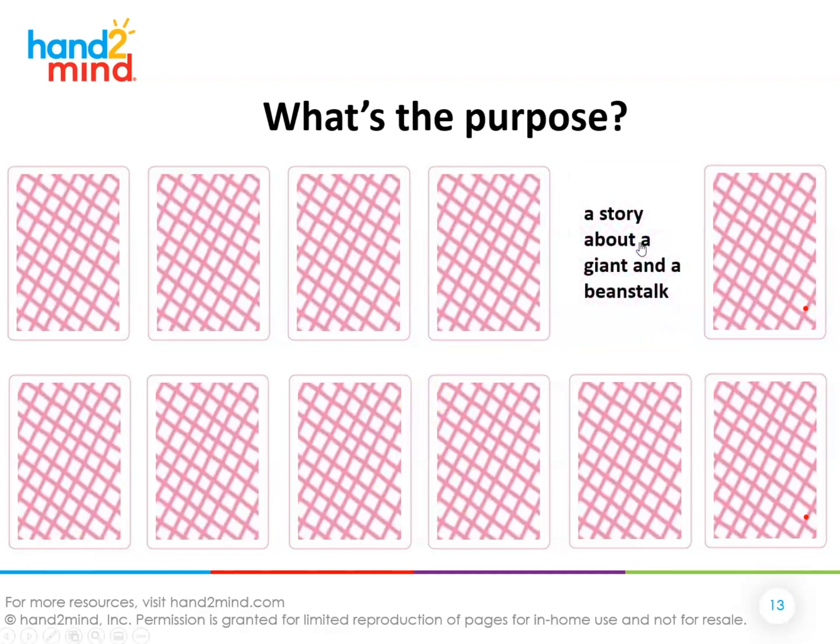this card. A story about a giant and a beanstalk. Would the author's purpose for a story like this be to persuade, inform, or entertain? Say your answer out loud.